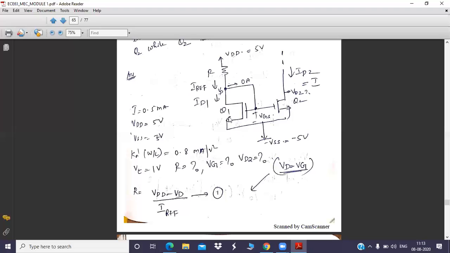Otherwise, if there is any sort of variation in the channel width or channel length, of course, there is going to be some sort of variation. So as far as this problem is concerned, you are going to fix this R based upon the given IREF. Clear?